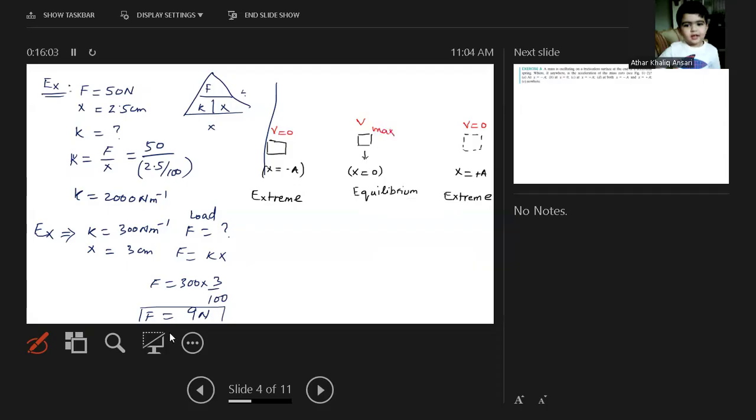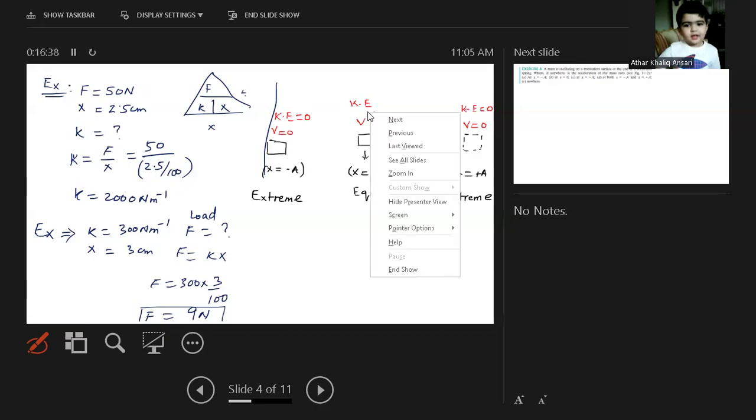Now, when velocity is 0 and maximum, what about kinetic energy here? You know kinetic energy is half mv squared. When velocity is maximum, kinetic energy is max here, and here kinetic energy is 0, because kinetic energy behaves like the velocity. So kinetic energy is 0 at the extreme and it will be max at the equilibrium position. This will be the behavior of kinetic energy.